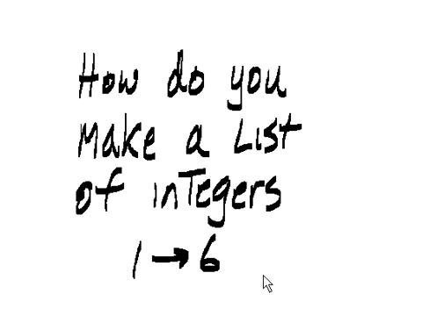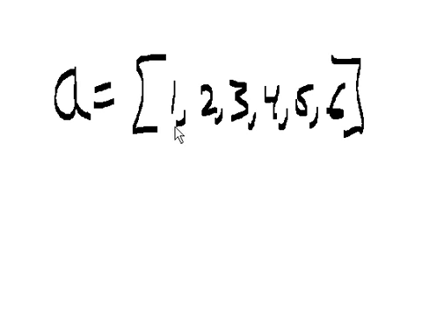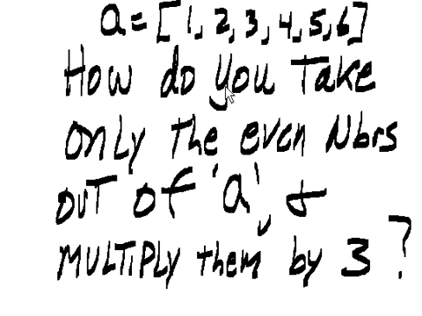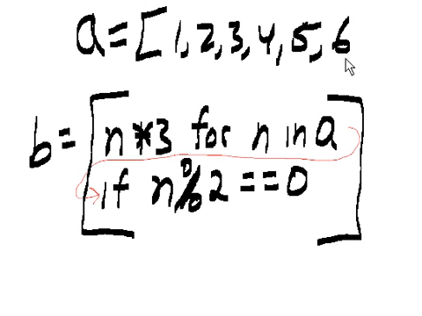How do you make a list of integers from 1 to 6? a equals squares 1, 2, 3, 4, 5, 6. Now, how do you take only the even numbers out of a and multiply them by 3? b equals n times 3 for every n in a if n modulus 2 equals 0. That should be squares here.